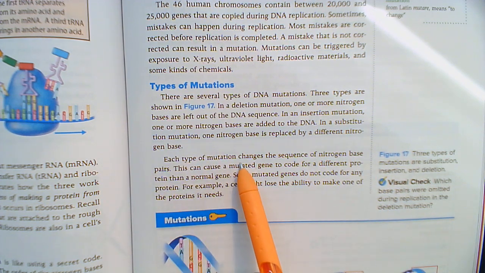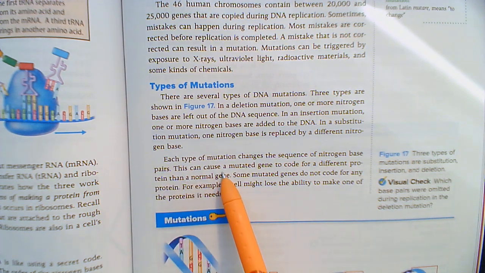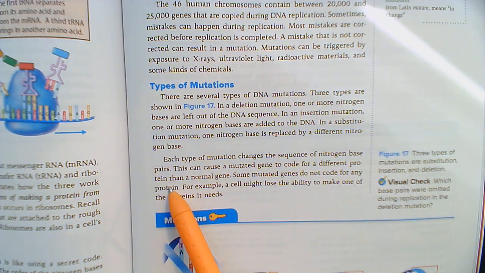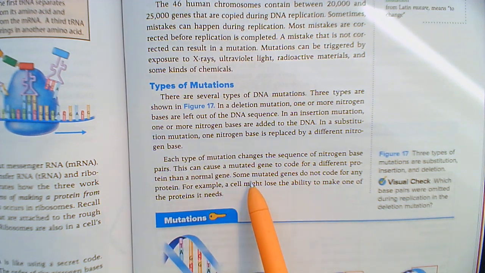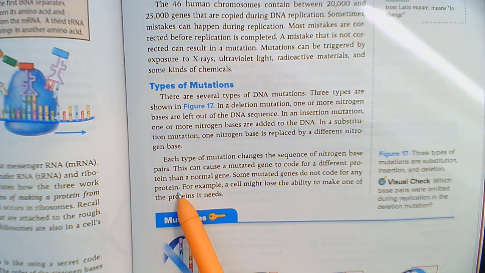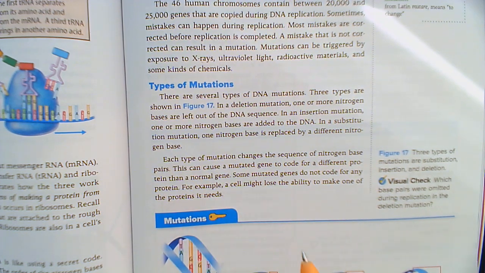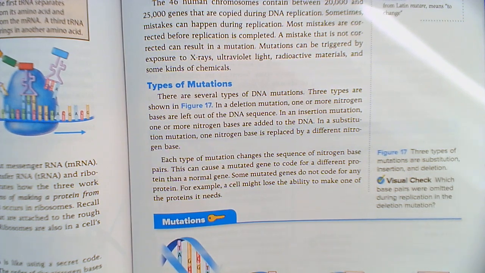So each type of mutation changes the sequence of nitrogen base pairs. This can cause a mutated gene to code for a different protein than a normal gene. Some mutated genes do not code for any protein. We talked about that, the junk DNA, right? For example, a cell might lose the ability to make one of the proteins it needs.